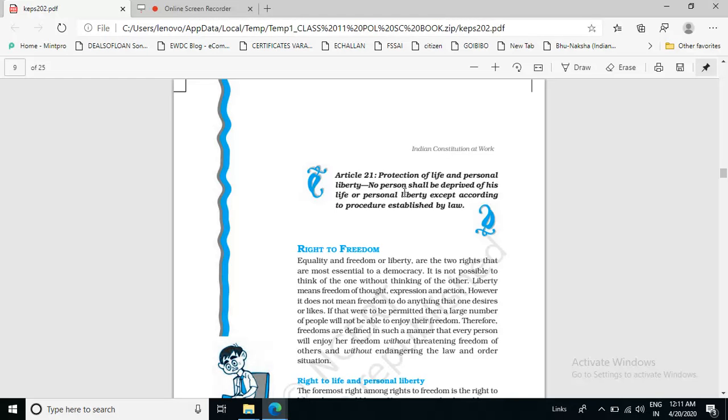So in the next class we will study different types of freedom which are given by our constitution, and for today this much is enough. Okay.